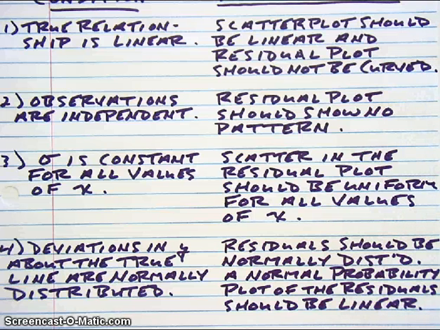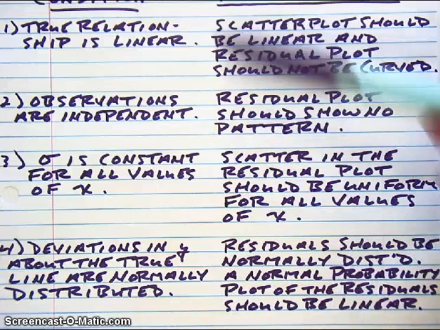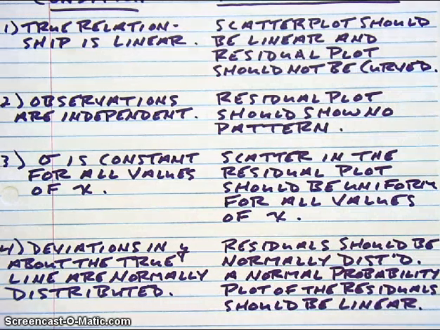And then fourthly, the deviations in y about the true line are normally distributed. That means the residuals should be normally distributed, and you can look at the residuals and see if that's the case. An easy way to do that is to make a normal probability plot of the residuals, and that should be linear. So those are the conditions that apply to inference for regression, whether you're doing confidence intervals or tests of significance. These are the things that you're going to want to look at and make sure that they all apply.